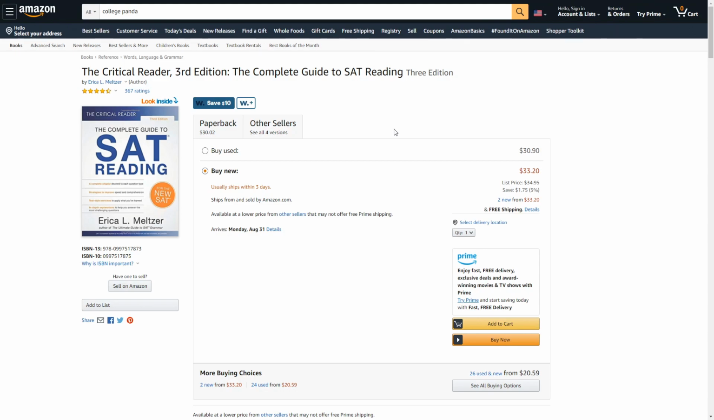Erica Meltzer goes through all the different question types, how to approach them, and the different strategies in terms of tackling each of these question types. So the nice thing about this book is that it's more of a reading book than just a workbook.